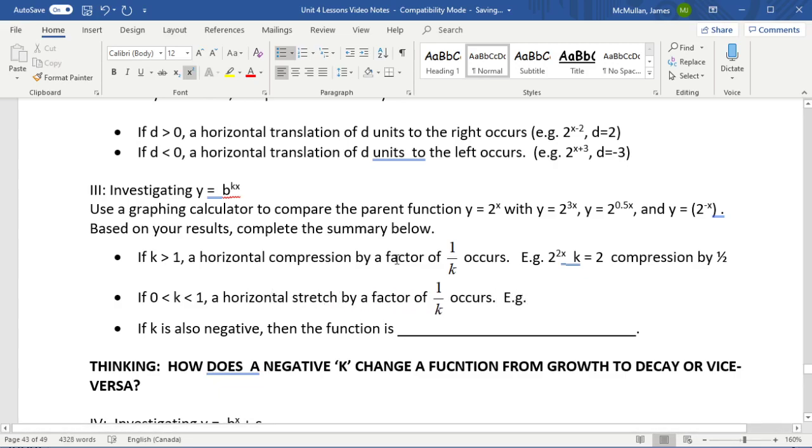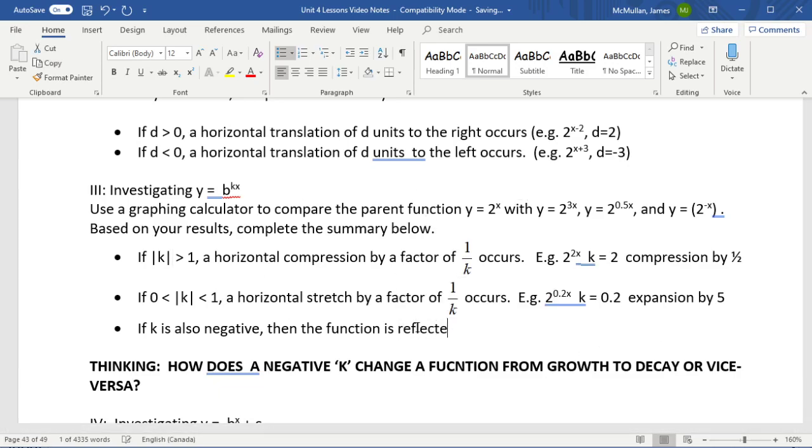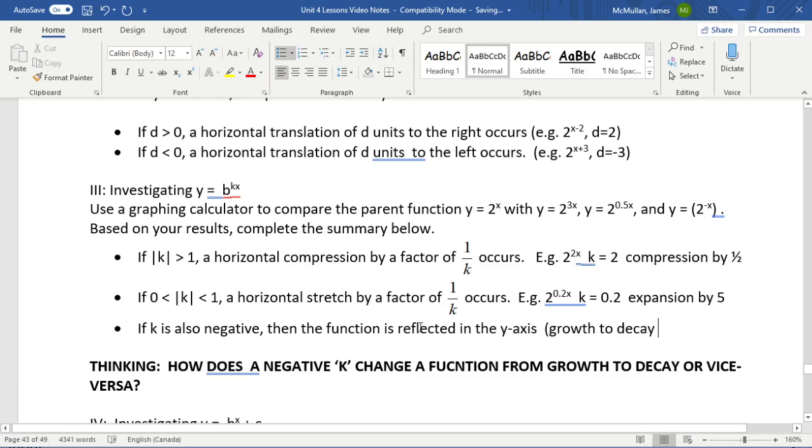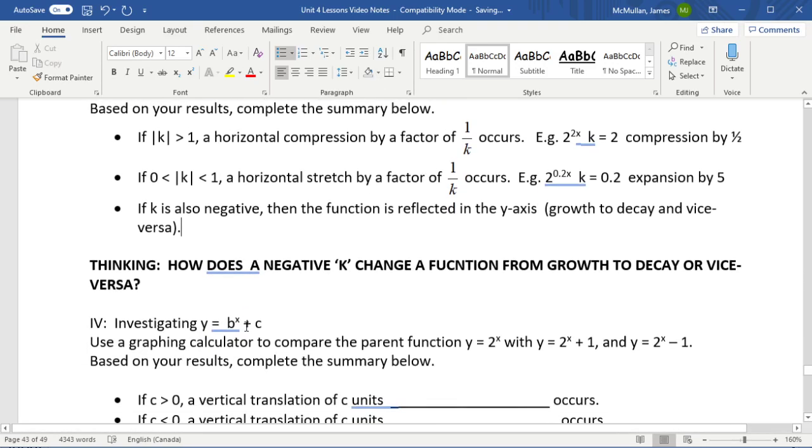So again, an example of this would be 2 to the power of, let's say, 0.2x. Here, k is equal to 0.2. We would say that this is an expansion by 5, because when you put 1 over 0.2, you get 5. Again, I would correct this a little bit. Let's put absolute value symbols here, the same way it was with a. If k is negative, the function is reflected in the y-axis. And again, I might also think of this as growth to decay and vice versa. Okay? So some things to think about there with k.